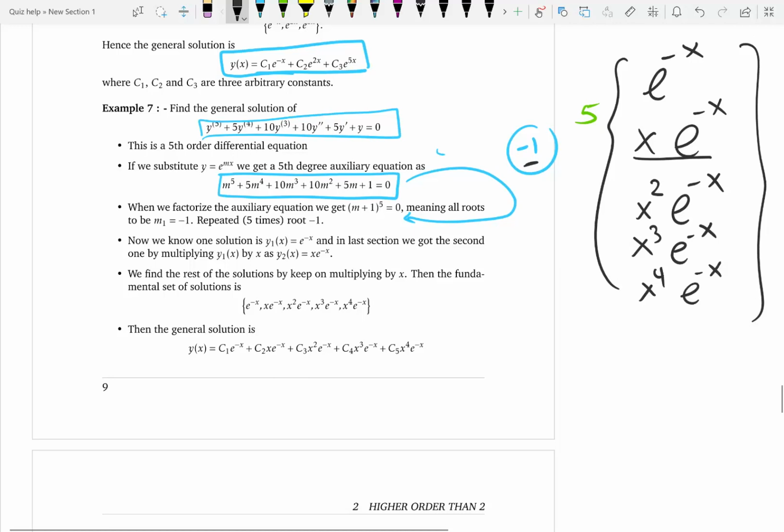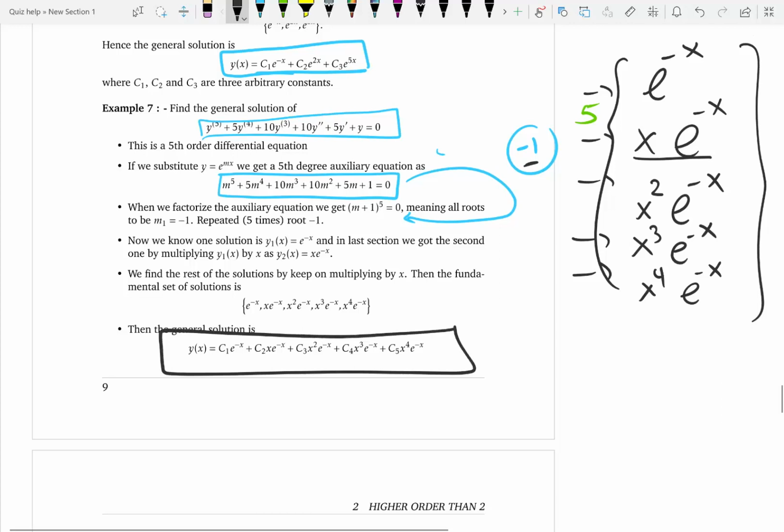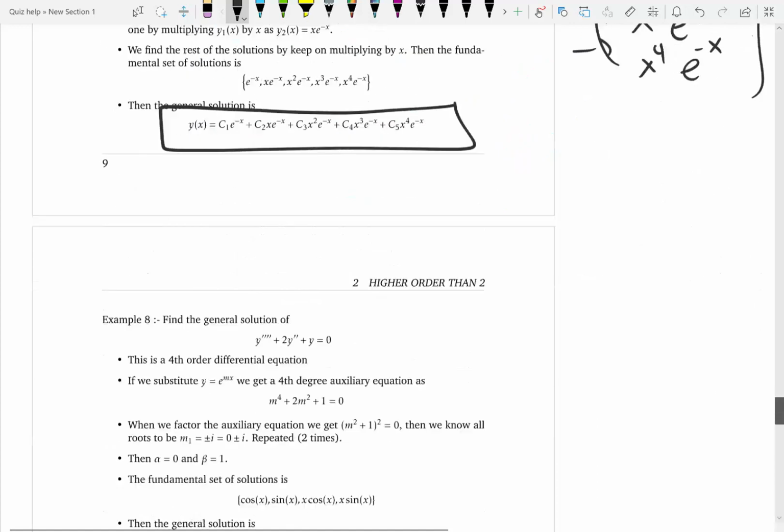That's the final one. Now you have 5 pieces in the fundamental set of solutions. Now you take the linear combination of them, then you can write the general solution. Okay, so you keep on multiplying by x when you have repeated parts.